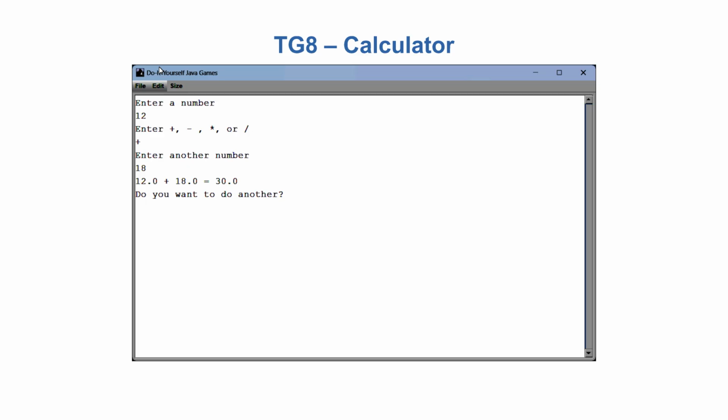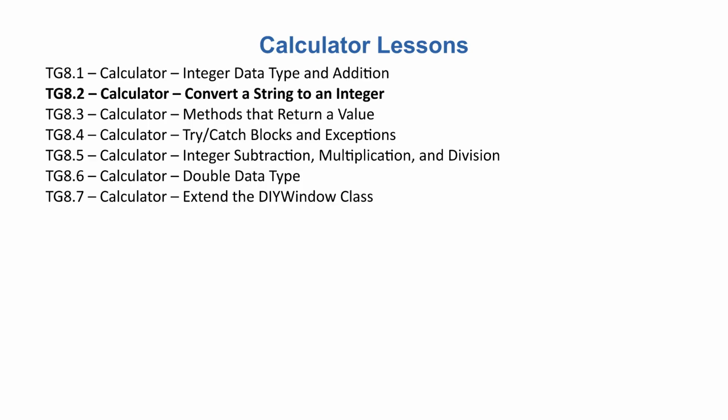In this project, we'll create a simple calculator like this. This is lesson TG8.2, where you'll learn to convert a string to an integer. The input method reads user input as a string. You must change the entered string into an integer if you want to do integer addition.